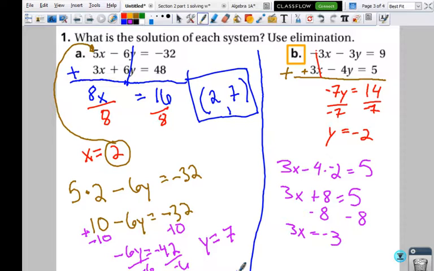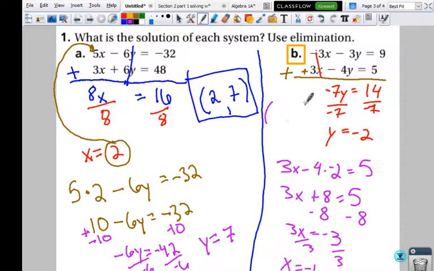Drayton, what's my next step? Yep, divide by 3. And we're gonna get x equals negative 1. Alex, are we done? Yep, we gotta do the parentheses thing.